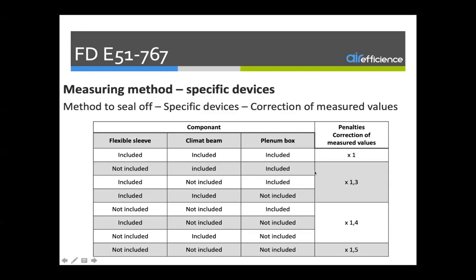The airflow is equal to 1.3 times the measured leakage airflow. And we can have just one or no component included, and then the penalties correction of measured value is equal to 1.5.